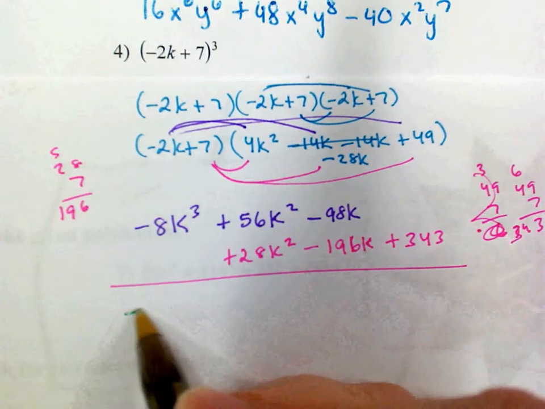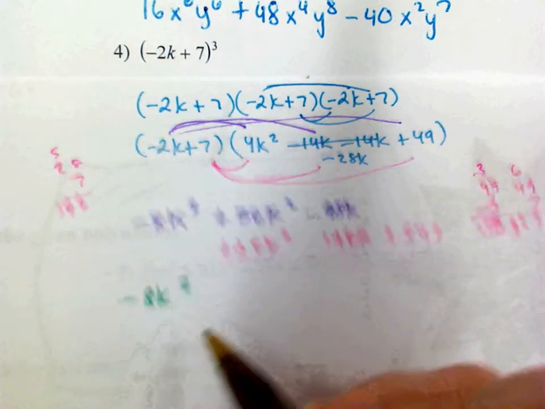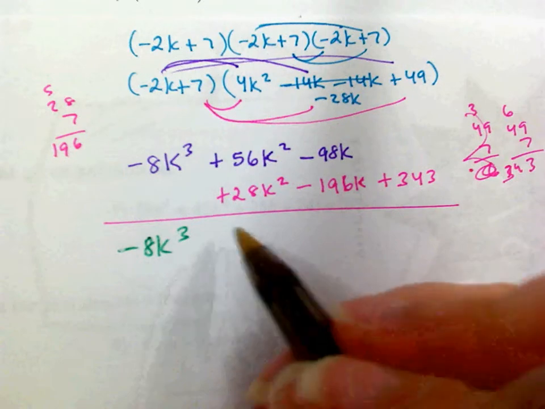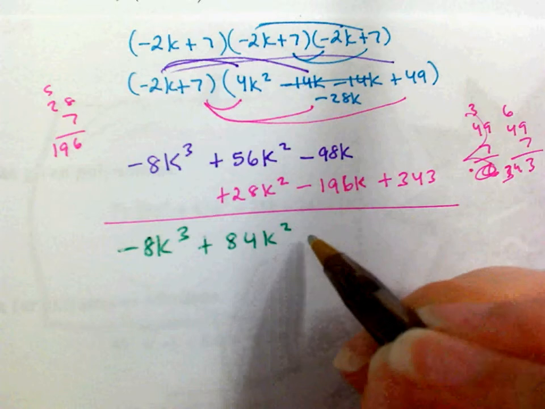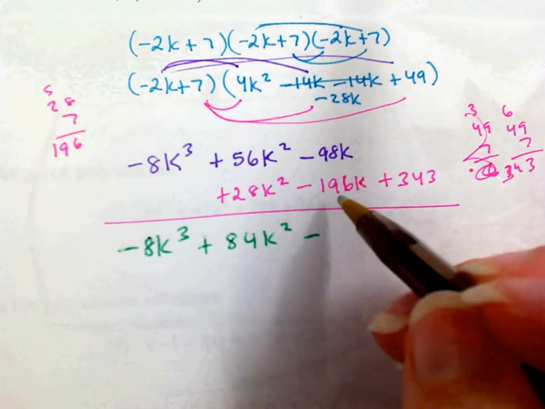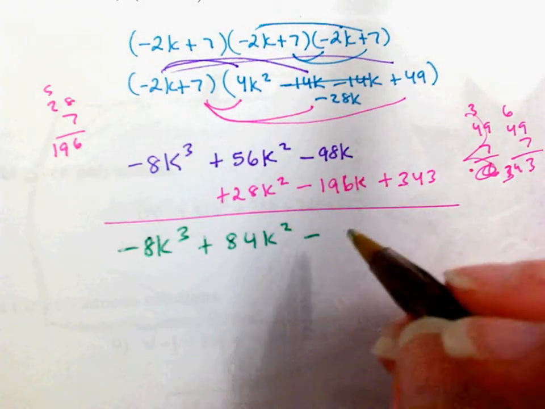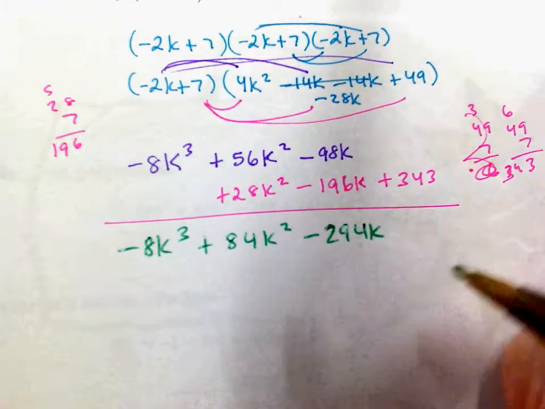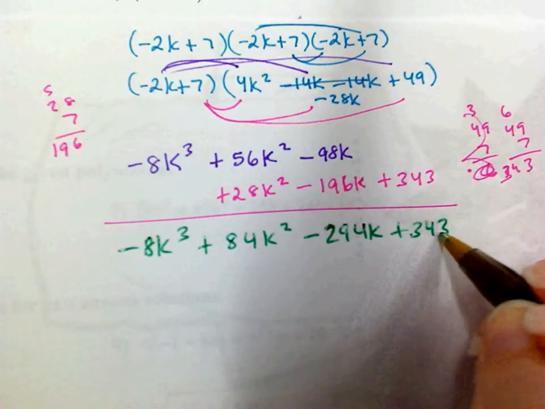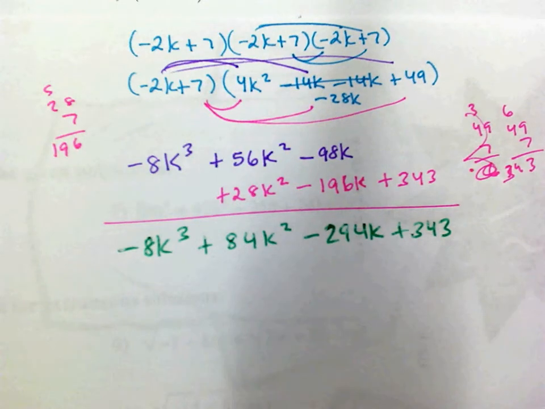So negative 8k cubed. 56 plus 28 is 84k squared. Okay, and basically like adding 100, but you're subtracting 2, so negative 294k plus 343. And there you go.